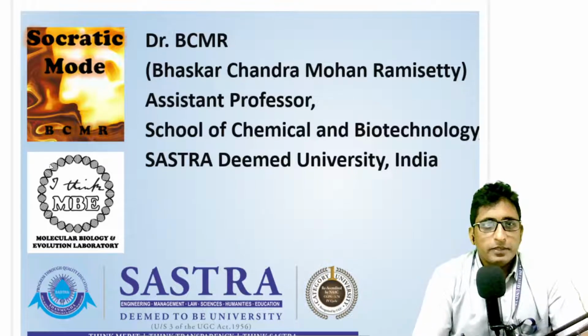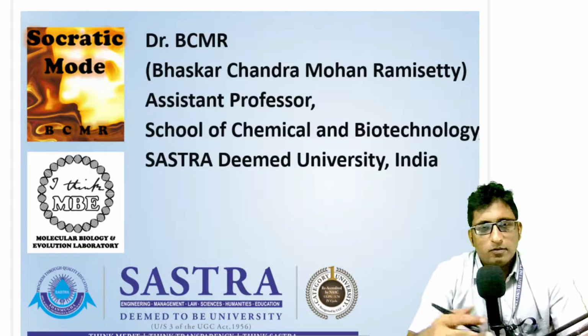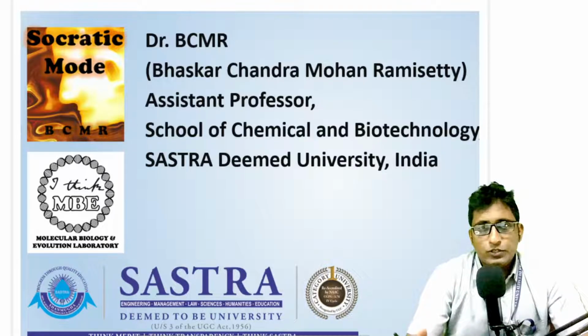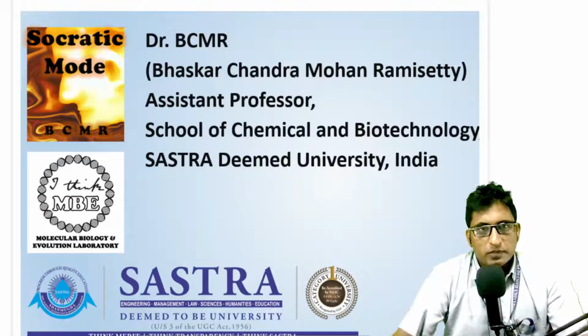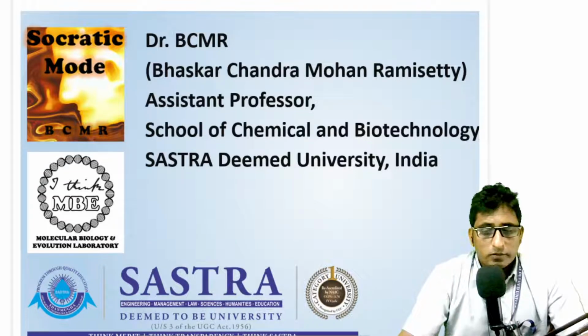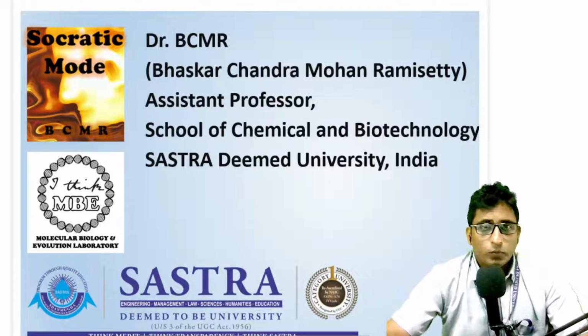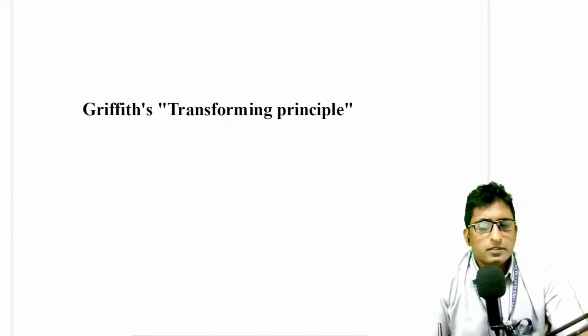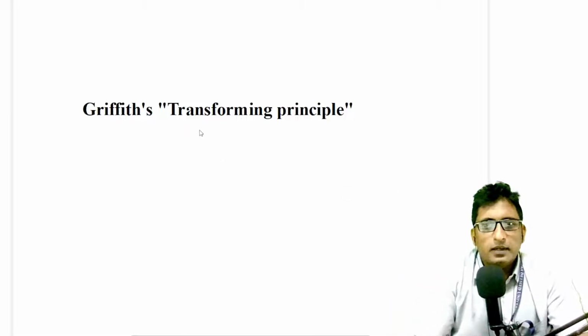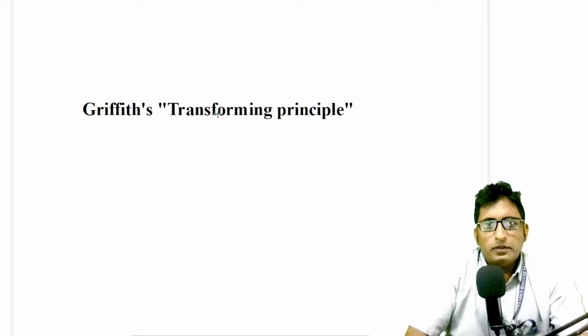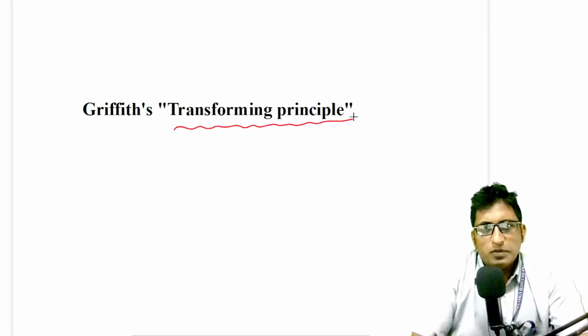Today we will discuss how the chemical nature of the genetic information was deduced. Out of many experiments, the first one that really threw open the field of molecular biology, especially that of genetic information, comes from Griffith's transforming principle. In Griffith's experiment, he made a point called the transforming principle.